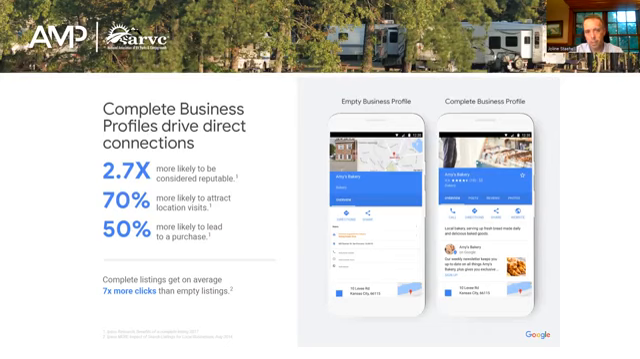Google's own data says that complete business profiles are 2.7 times, so 270% more likely to be considered reputable by consumers. They're 70% more likely to attract a location visit, which is the coin of the realm in the hospitality industry. And they're 50% more likely to lead to a purchase.